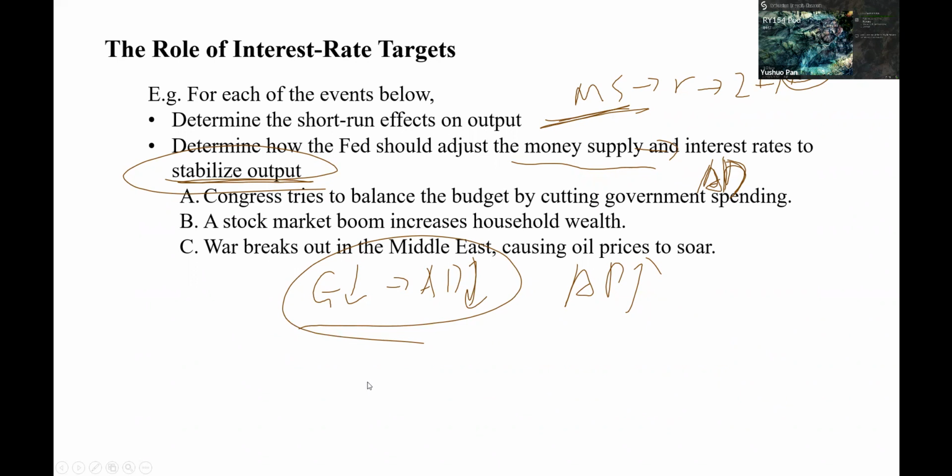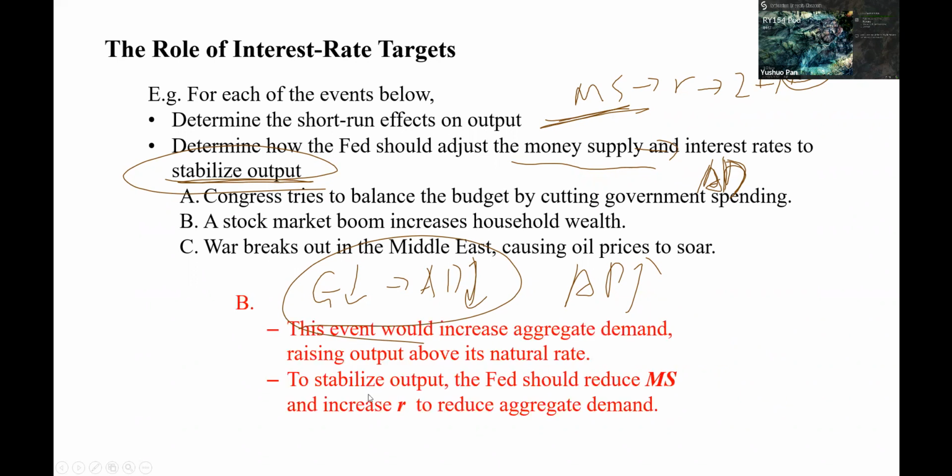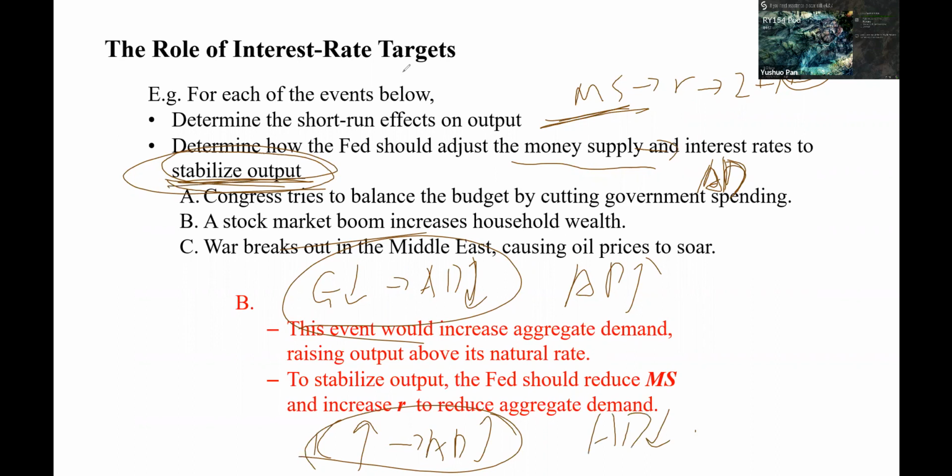B: A stock market boom increases household wealth, which means consumption is going to increase. Consumption increases and the aggregate demand curve increases. But again, the Fed wants to stabilize the output, so the Fed is going to decrease the aggregate demand curve. So the Fed should reduce the money supply and increase R to reduce the aggregate demand curve.